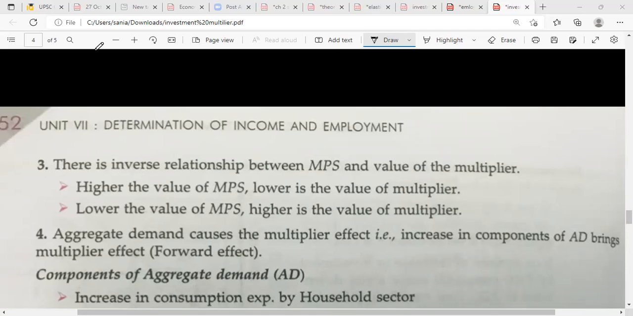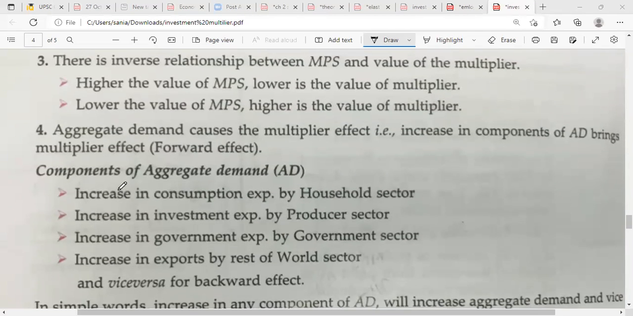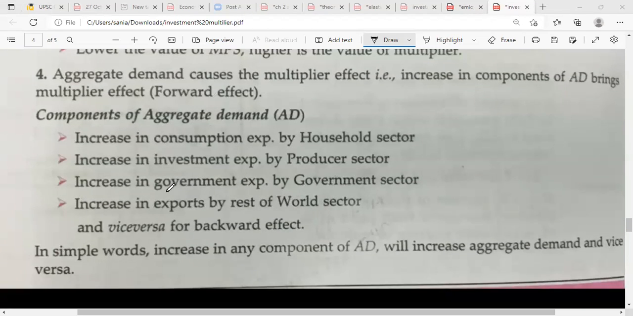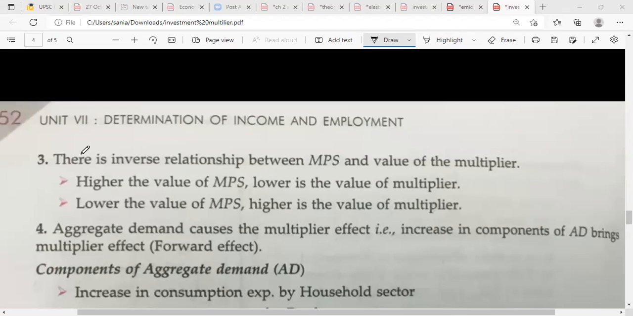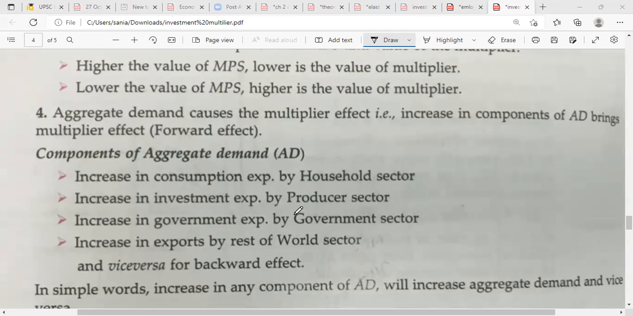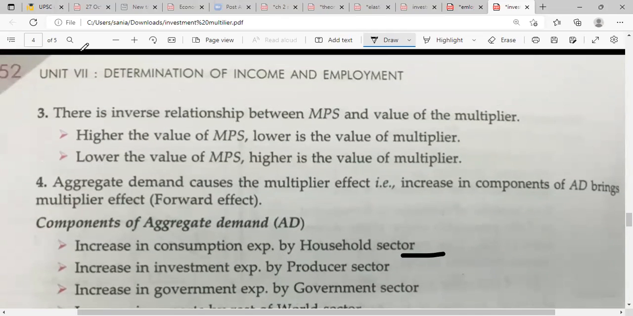The fourth point we'll discuss in the next class, because I need to explain it at length, so it will take time. It is from the same book, we did it in the aggregate demand chapter: household, producer, government, and the rest of the world, the import and export. So it is from there itself. We'll do that. Just write the third point right now.